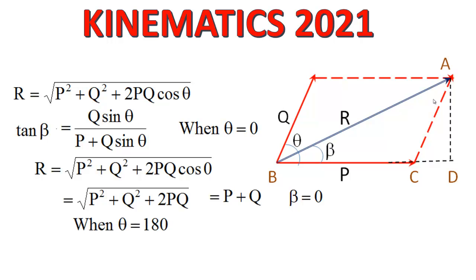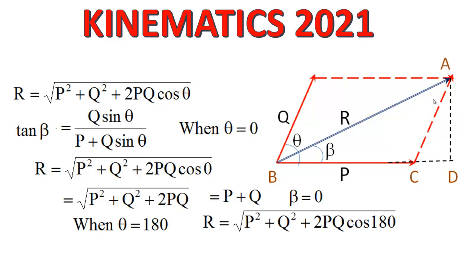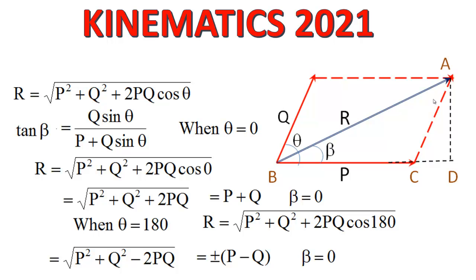Also we can talk about when theta is 180 degrees. Cos 180 is minus 1. It will become p square plus q square minus 2pq, that means p minus q whole square. But we write the answer as plus or minus, p minus q. You never know whether p is larger or q is larger. If p is larger, it's p minus q. If q is larger, it's q minus p. But in both cases, beta is 0.